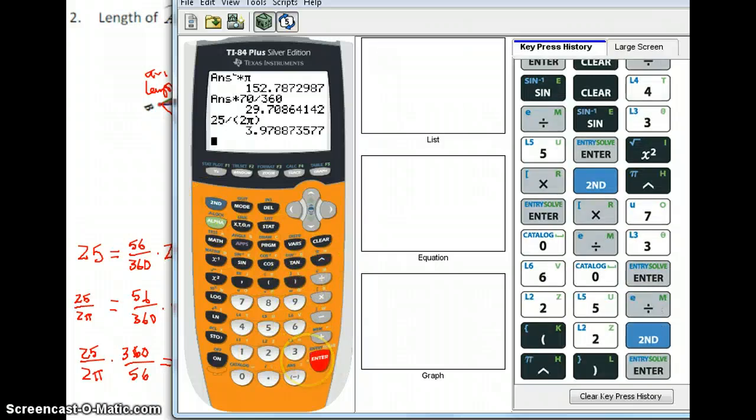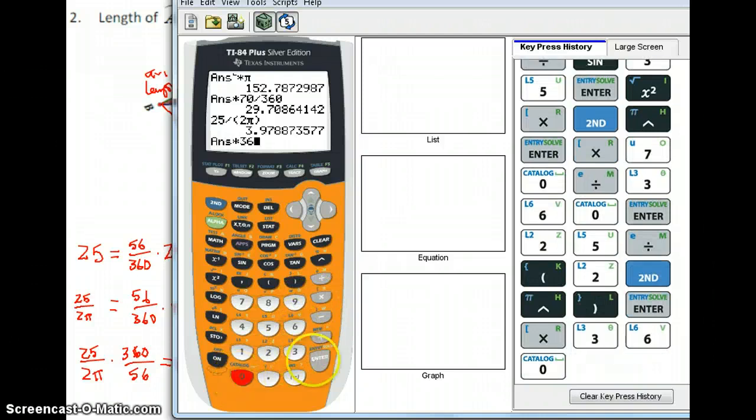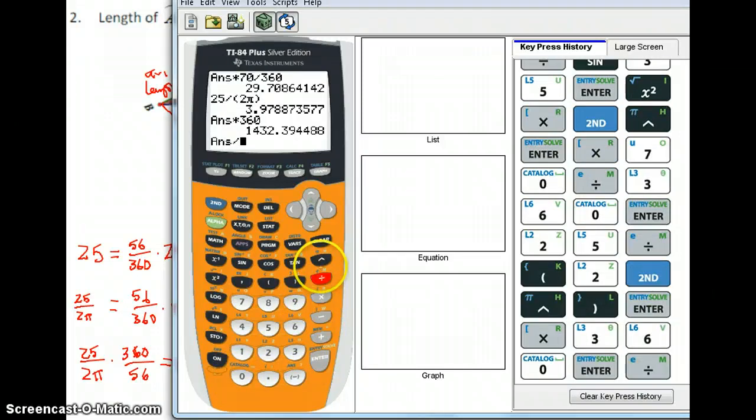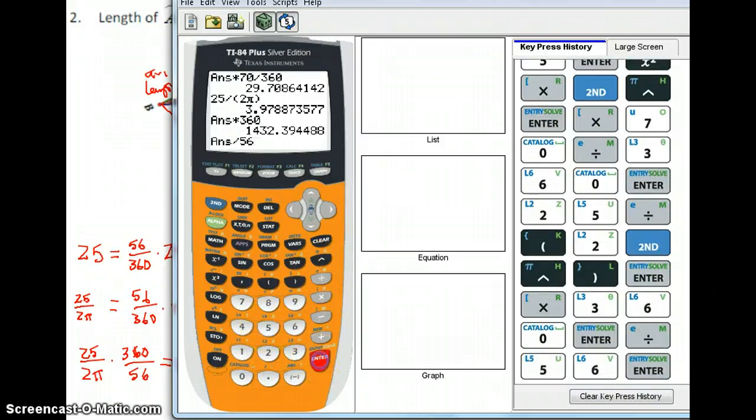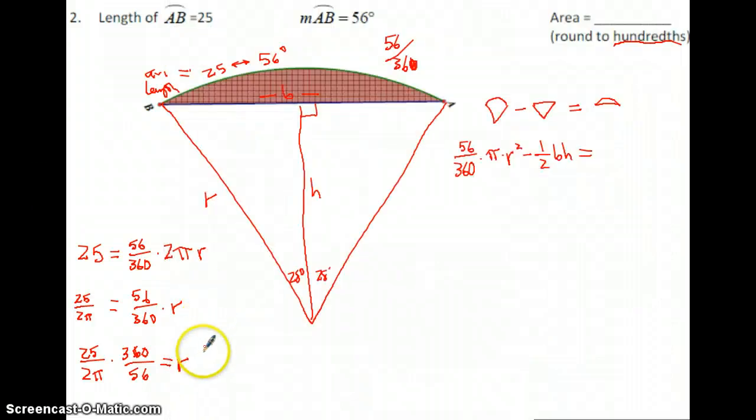Parentheses to be safe. Okay, times 360 and divided by 56. So that gives me about 25.57, which is not a whole lot different than the arc. That's actually not unreasonable if you think about it. 25.578. Okay, I can take it. This is going to be part 1 of a long series of videos.